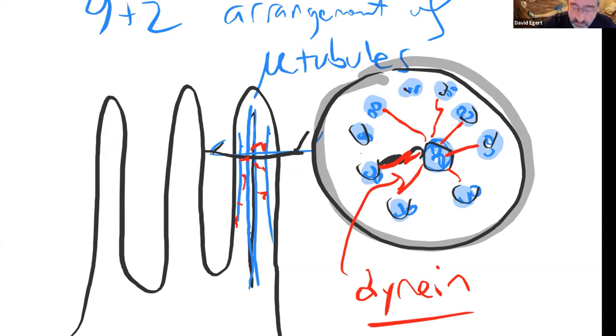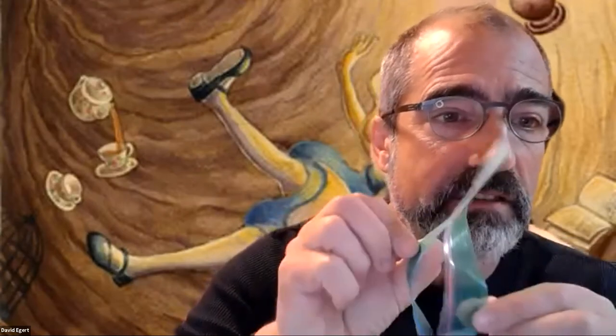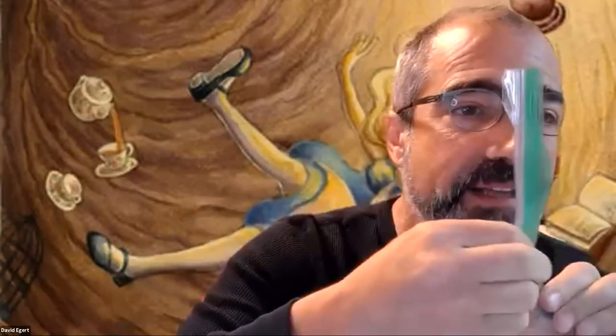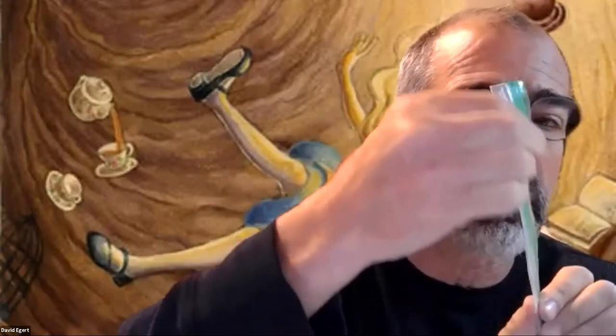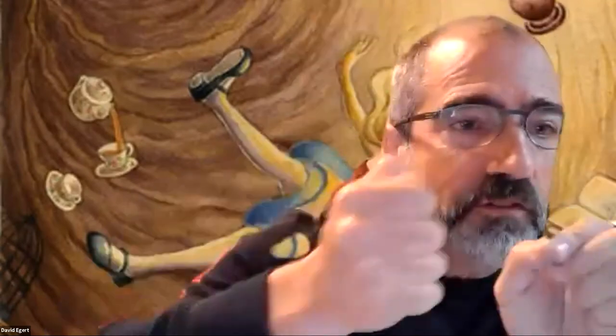I'm gonna stop sharing here. All right, this I think is a good way. So this here is a Ziploc thing. So imagine one side is a microtubule, the other side's another microtubule. They're attached side by side, but you have those little dyneins that can actually pull on them differentially. And when you pull on them differentially, what happens is they move.